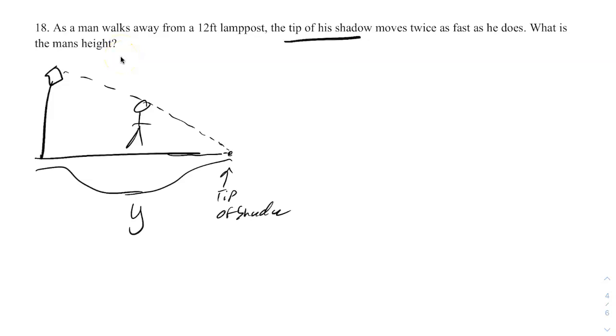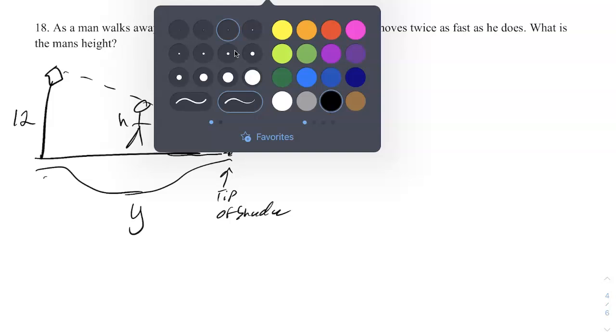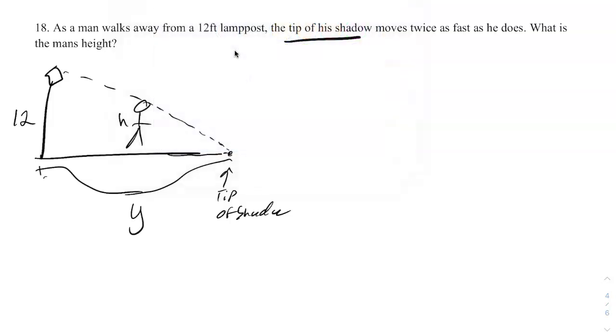So let's see what's going on here. That's 12. The man's height we don't know. Let's make it h. You're going to see why I make it h instead of x in a second. Since we're making the whole thing y, we have to make one of these sides x, and we like to make this side x, from here to here, which makes this side y minus x.